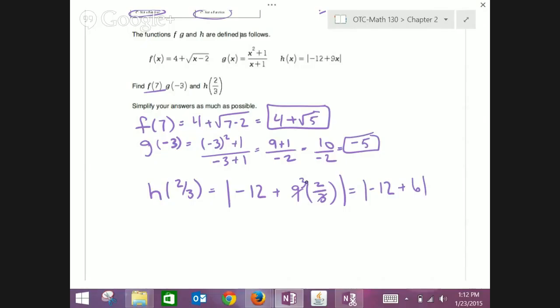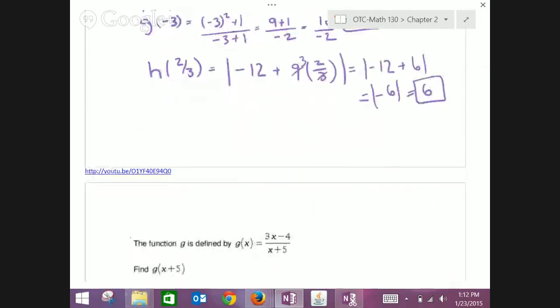I'm not going to ever get on to you for using your calculator, but you want to know what you're typing. In your calculator it's saying 9 times 2 divided by 3. Or if you're careful, you can take 9 times open parenthesis 2 divided by 3 close parenthesis, enter. So our answer here would be the absolute value of minus 6, which tells me 6.